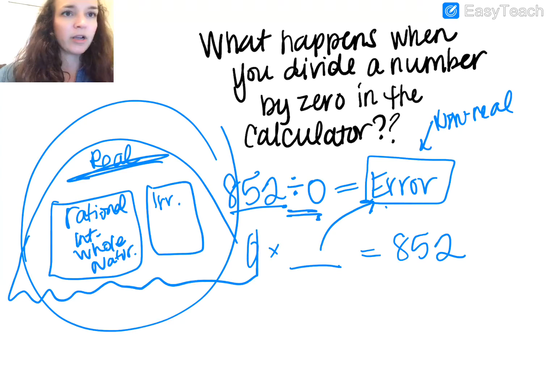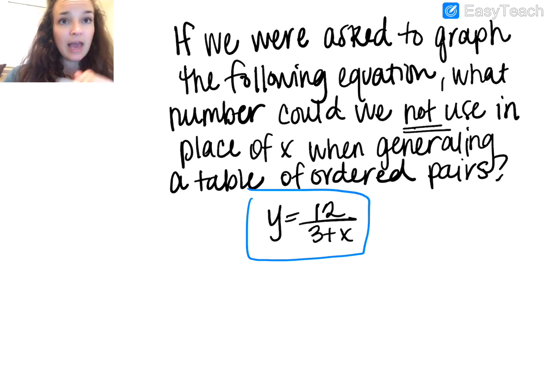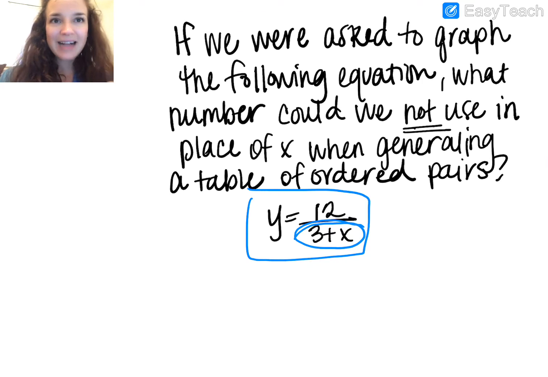So let's look at, if we were asked to graph the following equation, what number could we not use in place of x when generating a table of ordered pairs? So here's the deal, guys. If we are using an equation like this, okay, and we are trying to make a graph, the fact that there's an x in the denominator of this equation, that should be a red flag to us, because whatever that x value is, it cannot be something that's going to make this whole denominator equal 0, okay?